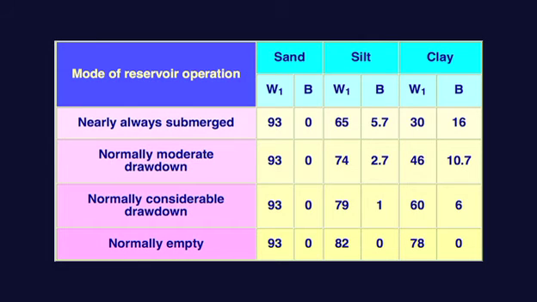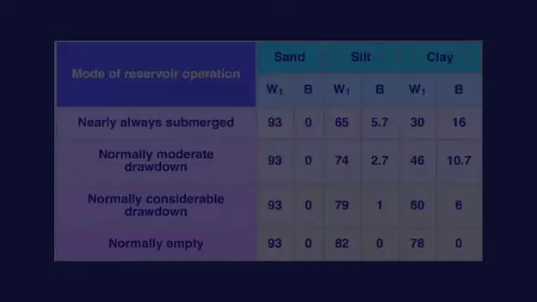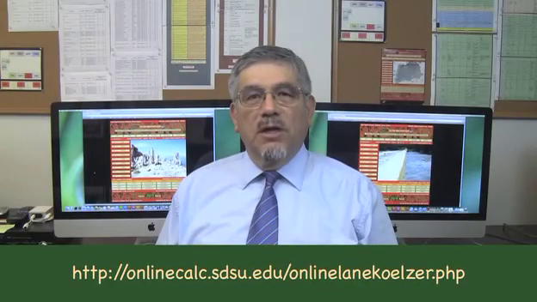The Lane and Kelser relation for specific weight as a function of time is given, in which W is the specific weight of a sediment deposit after T years in pounds per cubic foot, W sub 1 is the initial specific weight measured after 1 year of consolidation in pounds per cubic foot, and B is a constant. This table shows values of W sub 1 and B. The procedure is available online at onlinecalc.sdsu.edu/onlinelanekelser.php.